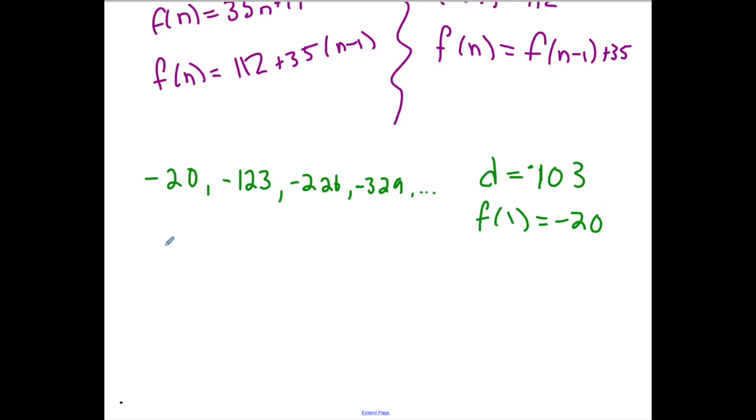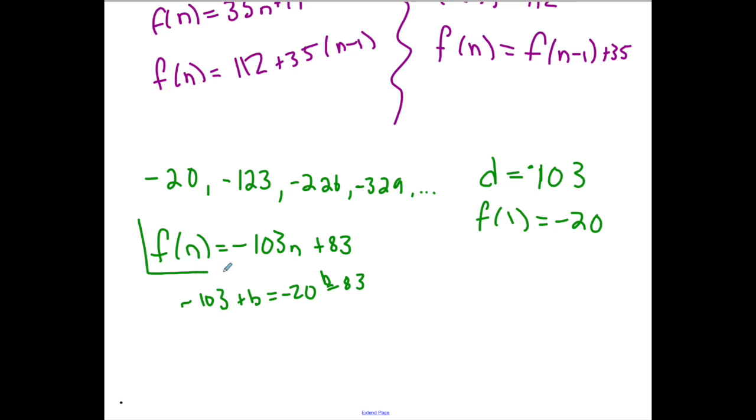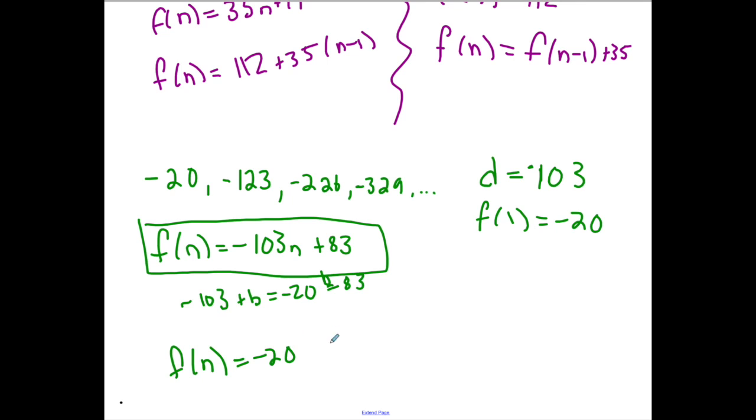And the fact that it's negative in general. So f of n, so we start with negative 103n. Then when I plug in 1, I get negative 103. So I need to know, what do I need to add to negative 103 to get negative 20? So I just add 103 on each side, negative 20 plus 103. And what I get is 83. So I put my 83 in here, or I write f of n equals negative 20 minus 103 times n minus 1.